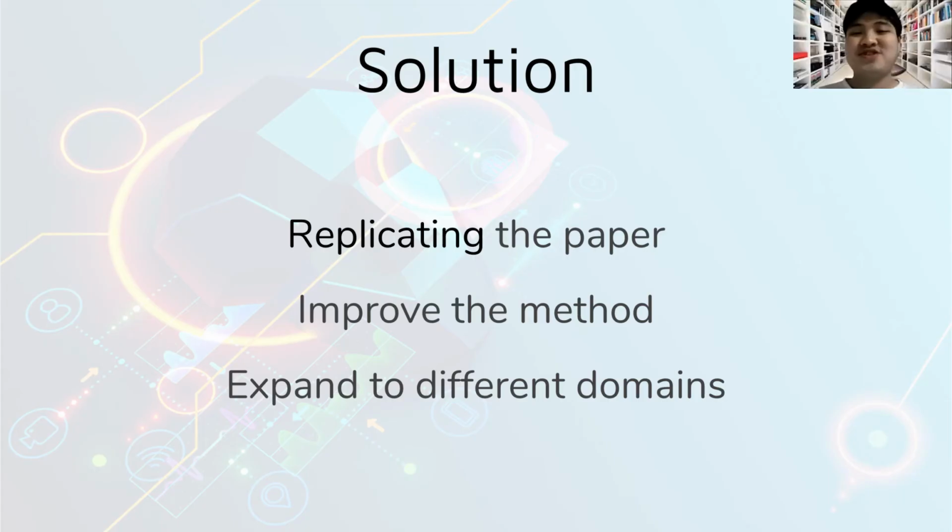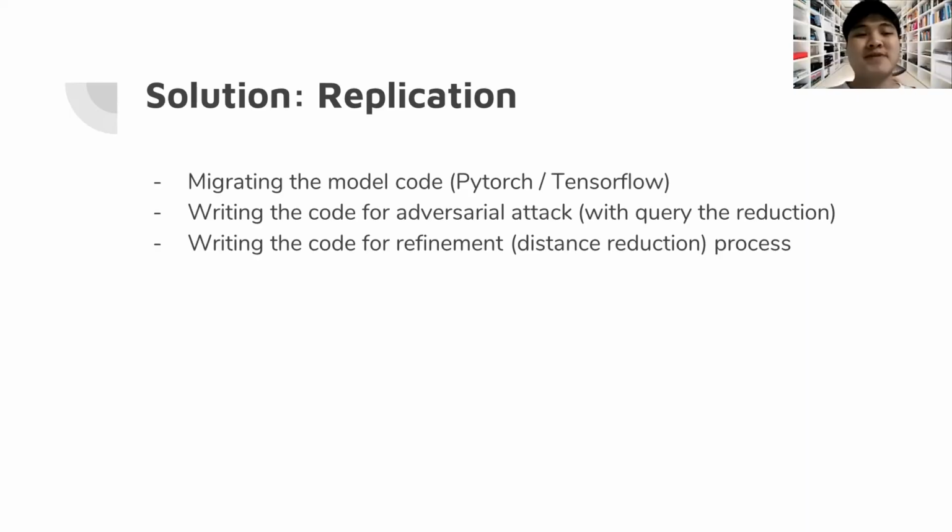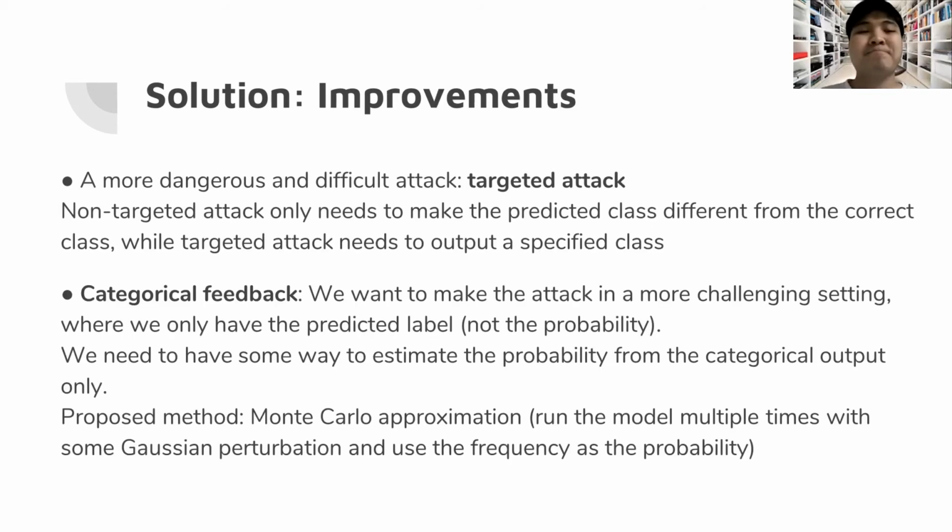Here is our solution, also the goal we want to achieve in this project. We want to replicate the paper, improve the baseline methods, and expand to different domains. For replication, first we need to migrate the neural classification network, which will be our black box model. Then we'll write the code for the adversarial attack with query reduction and then the refinement process. We would like to attempt the attack in a more difficult setting to improve the algorithm.